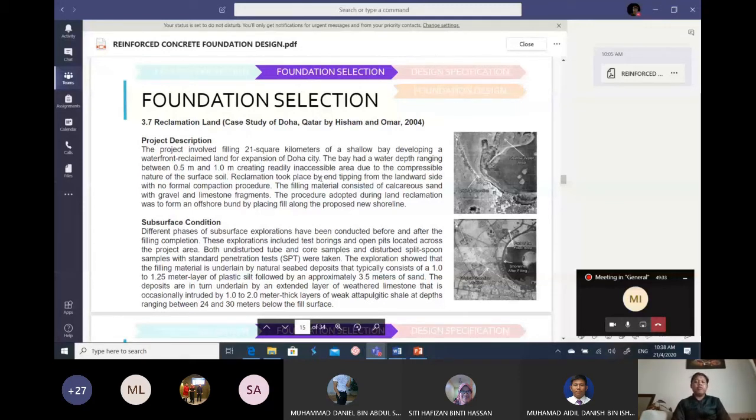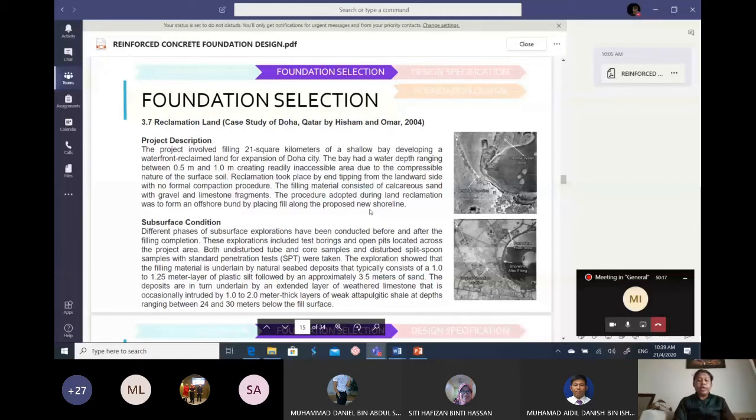This is because the timeline of the project is quite long. The filling material consisted of calcareous sand with gravel and limestone fragments. So we have to identify also what filling material is suitable for the area that we're going to use in order to do a reclamation. The procedure adopted during land reclamation was to form an offshore pond by placing fill along the proposed new shoreline. So normally we will fill up the proposed new shoreline.